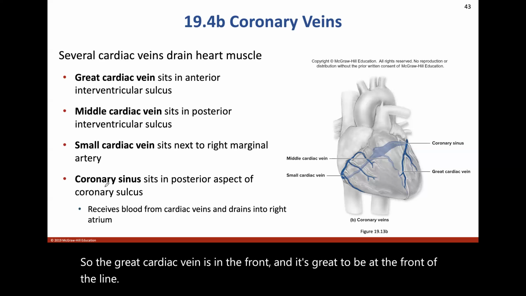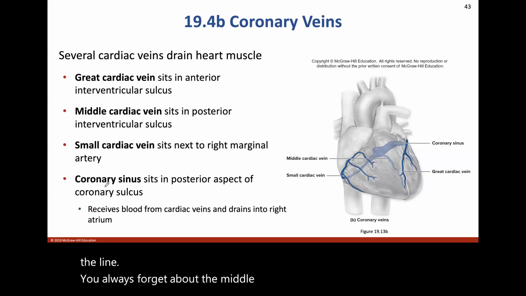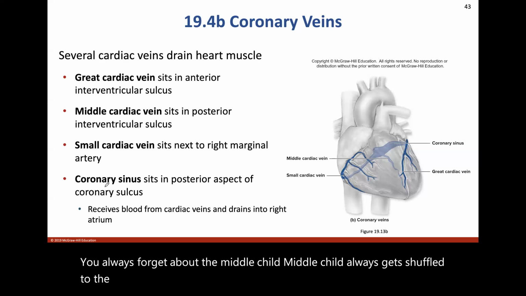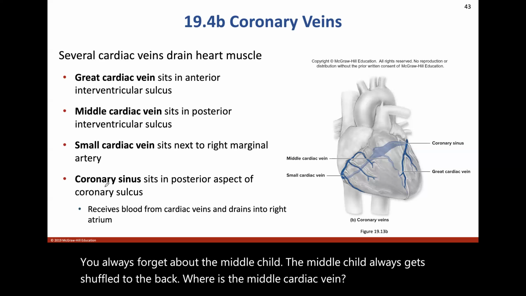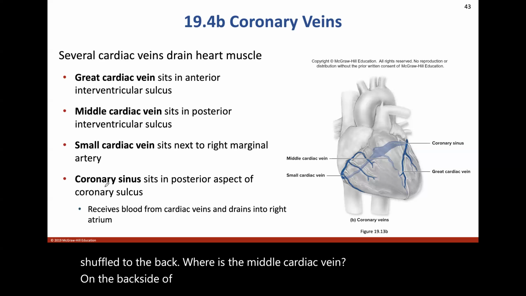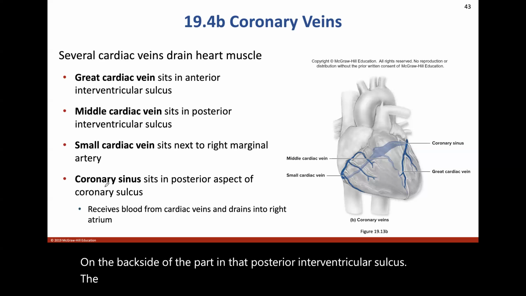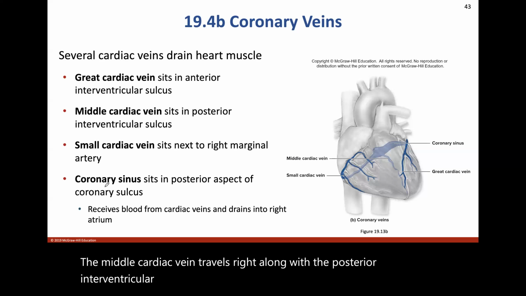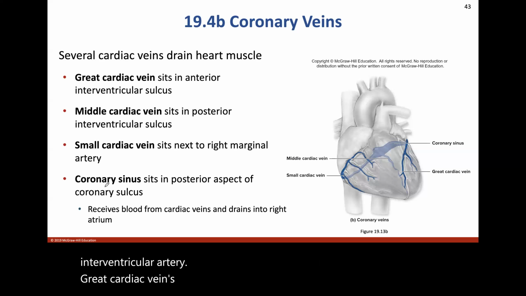You always forget about the middle child. The middle child always gets shuffled to the back. Where's the middle cardiac vein? On the back side of the heart, in that posterior interventricular sulcus. The middle cardiac vein travels right along with the posterior interventricular artery. Great cardiac veins, great to be in the front. Middle kid gets forgotten, shoved to the back.